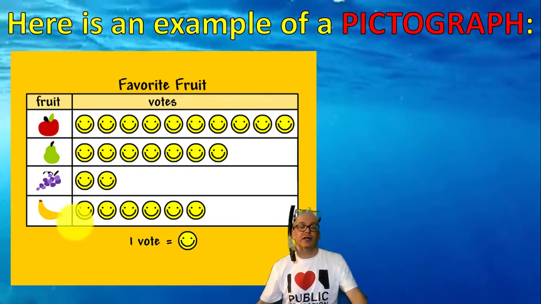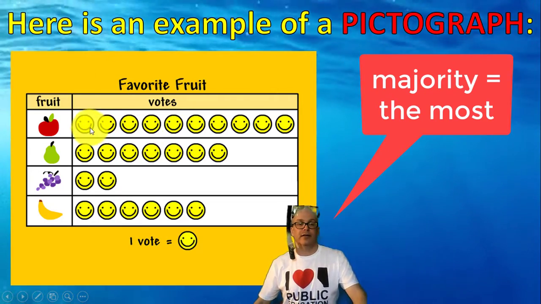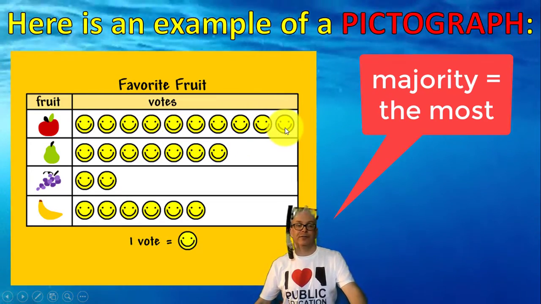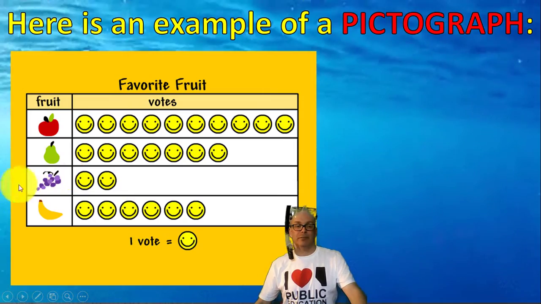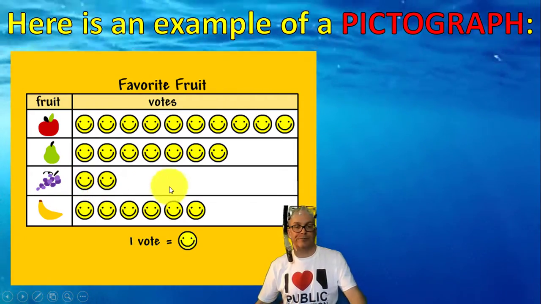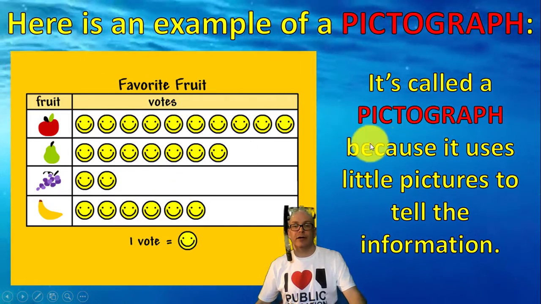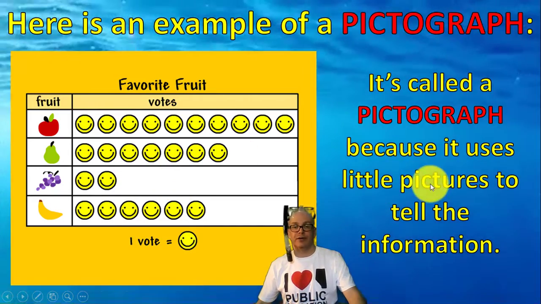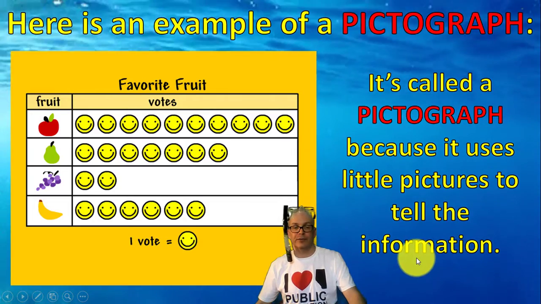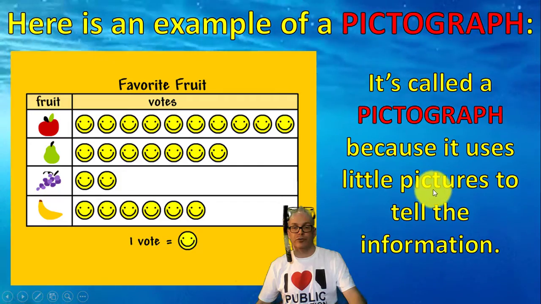So here you can see the majority of students who were asked like apples best. People didn't like grapes very much, did they? Only 2 people like grapes. It's called a pictograph because it uses little pictures to tell the information. Okay? Picto and pictures. Very similar.